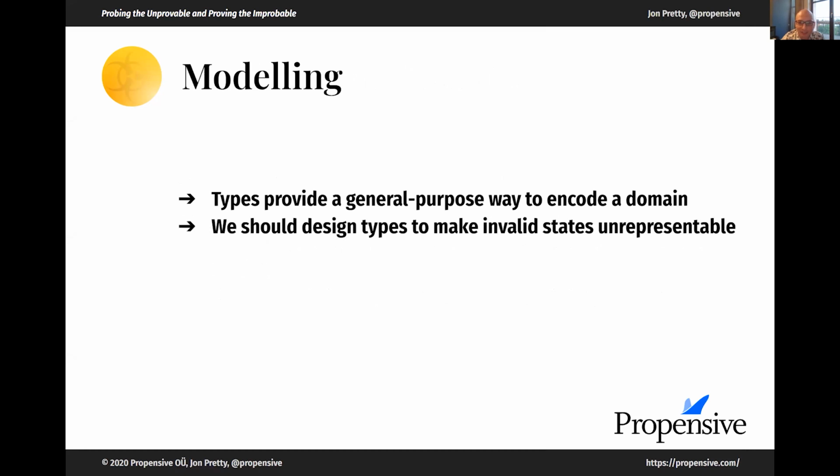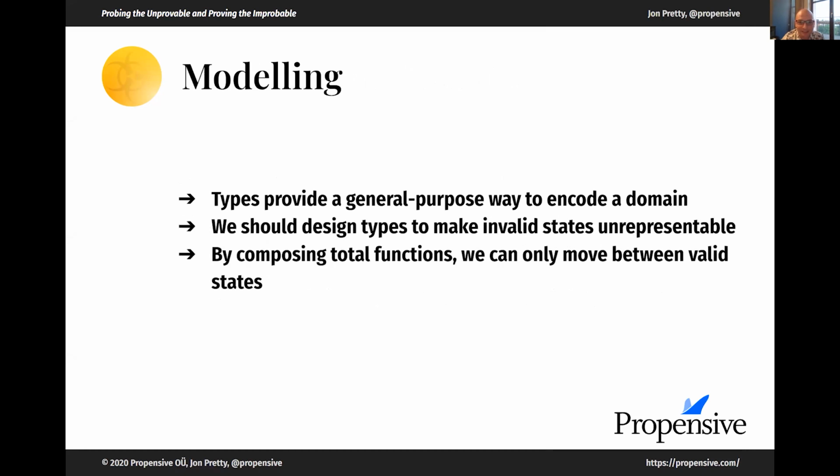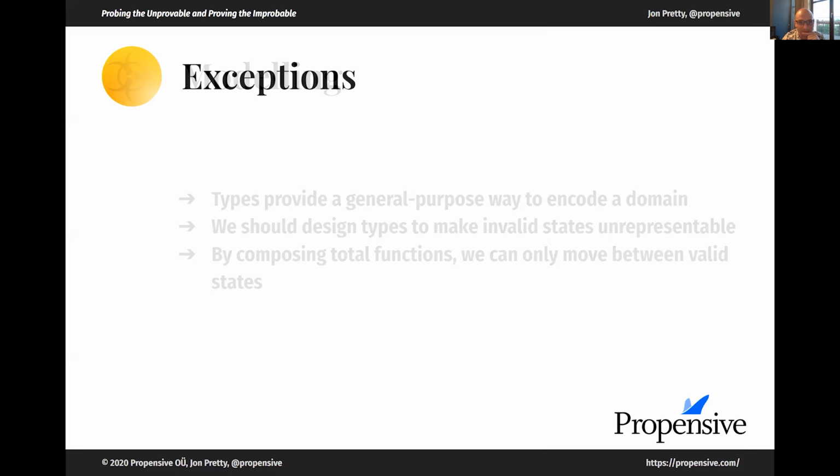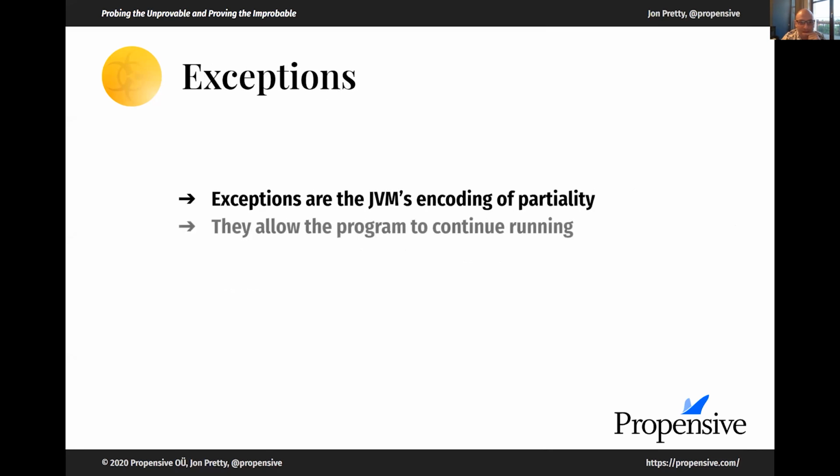And this is, I think, what I'm saying in this slide here. We should design types to make invalid states unrepresentable. That's one of the most useful pieces of advice for working with a type-safe language. So exceptions are the JVM's encoding of partiality. I've jumped ahead of the slides with my rhetoric here.